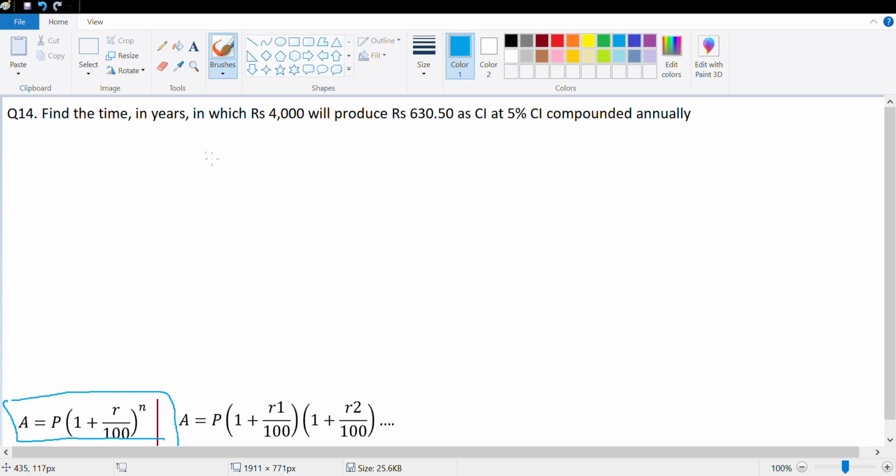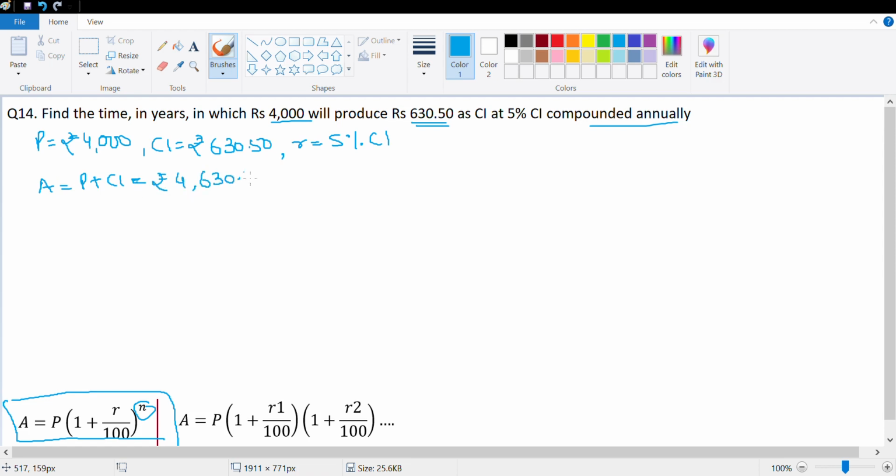Question number 14. It says find the time in years. So this time n is the variable. P is equal to rupees 4,000, which will produce rupees 630.50 as compound interest. R is 5% compound interest annually. We're still working with only annual compounding, which means amount is equal to principal plus compound interest, which is equal to rupees 4,630.50. Let's substitute values in the formula and see what we get.